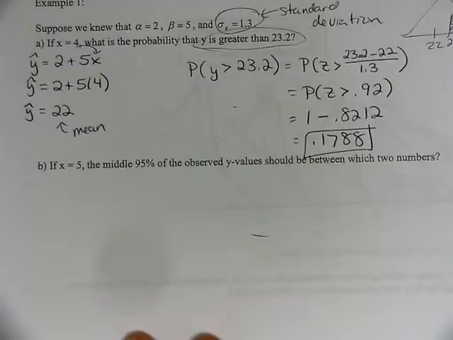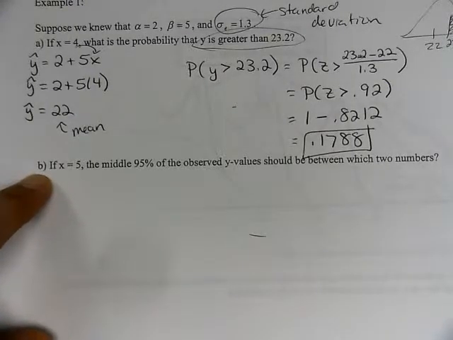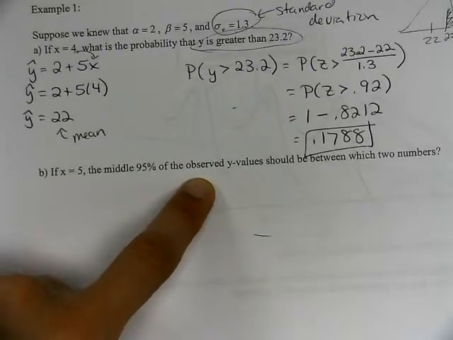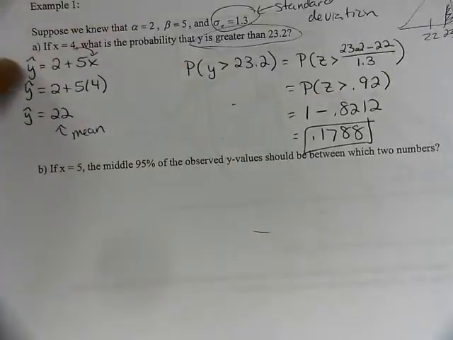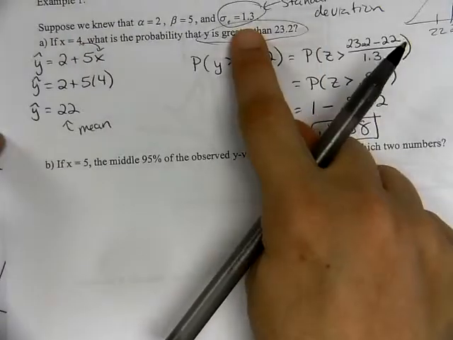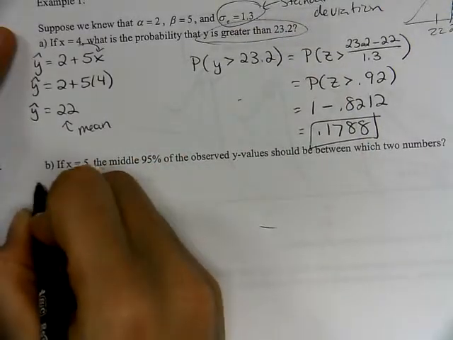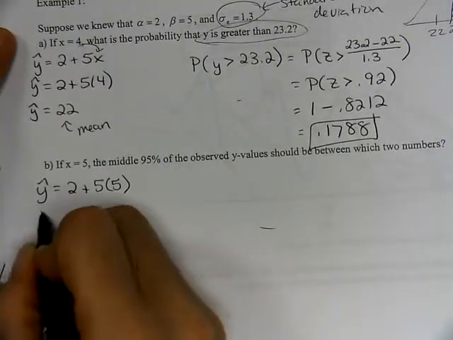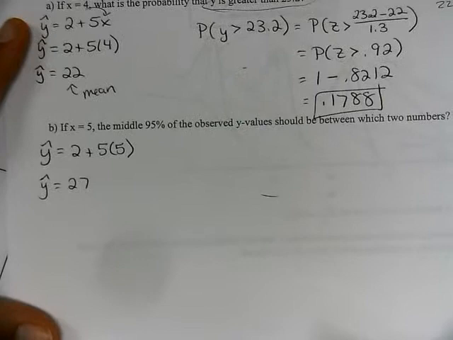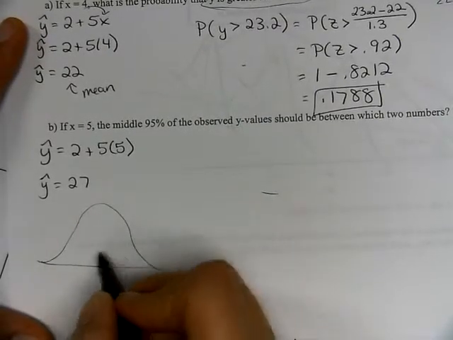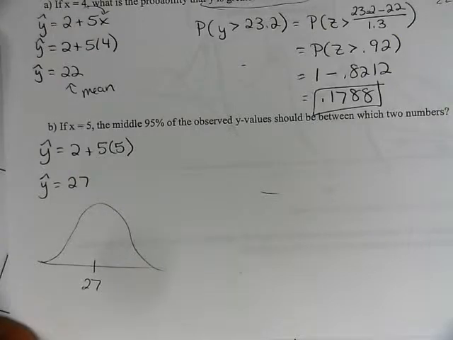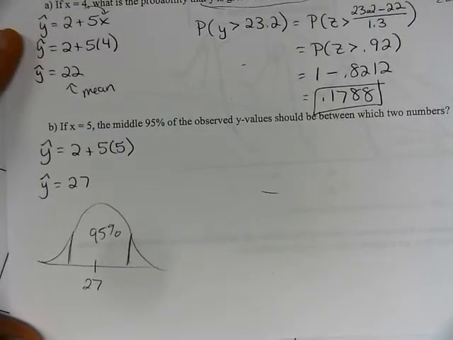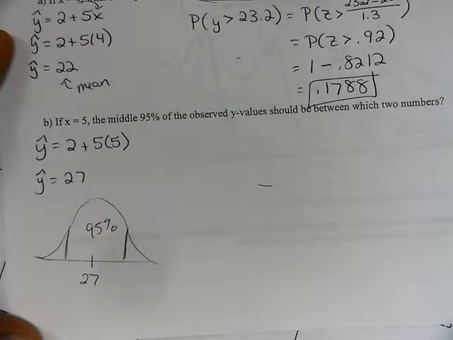If x is 5, now we're at a different little mini distribution. The middle 95% of the observed y values should be between which two numbers? I have to find my new mean. My standard deviation is going to stay the same. So y hat now equals 2 plus 5 times 5, which is 27. So now I'm at a little mini normal distribution where the mean is 27. I'm trying to find the middle 95%. Should be between which two values?